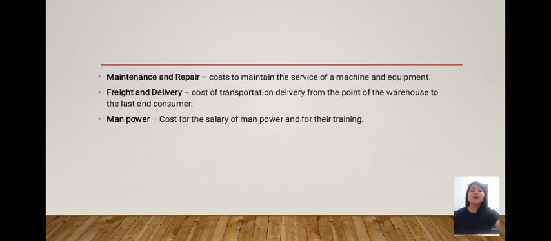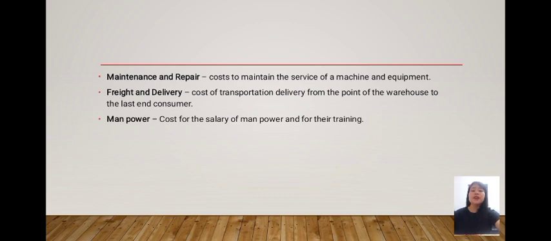The next one is maintenance and repair. This is the cost to maintain the service of a machine and equipment. Repairs are restoration work when an asset breaks, gets damaged, or stops working. Maintenance refers to routine activities and or corrective or preventive repair done on assets to prevent damage and prolong life expectancy. Next is freight and delivery, the cost of transportation and delivery from the warehouse to the last end consumer.